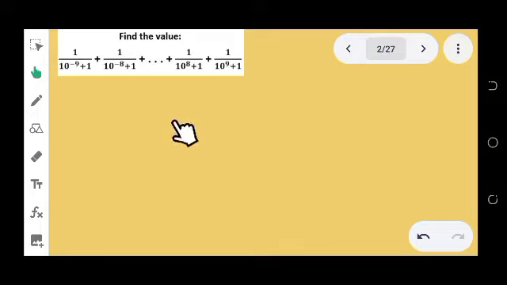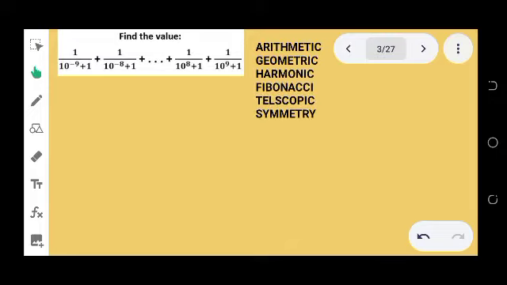Now, as you can see, there are three dots. And whenever we have a sum containing three dots, that means we are talking about series. And when you have problems involving series, before we can solve it, we always need to identify what type of series it exhibits. There are different types of series. We have the arithmetic series, the geometric series, harmonic series, Fibonacci series, telescopic series, or it could be the symmetrical series.